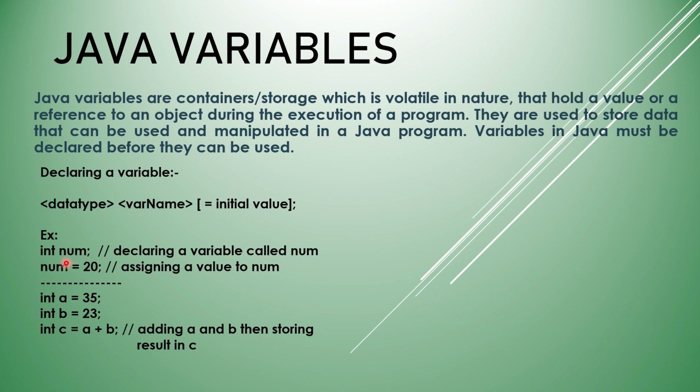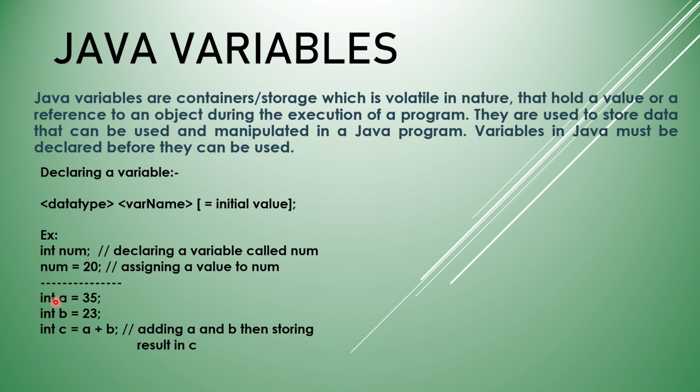Now you can access the variable using the name num, and now we are storing some value in the variable. To store the value, we are writing num equal to 20. That means now the value 20, which is an integer number, will be stored in the variable called num. And finally, in our further program, you can use this num to access the value in your calculations in your program.